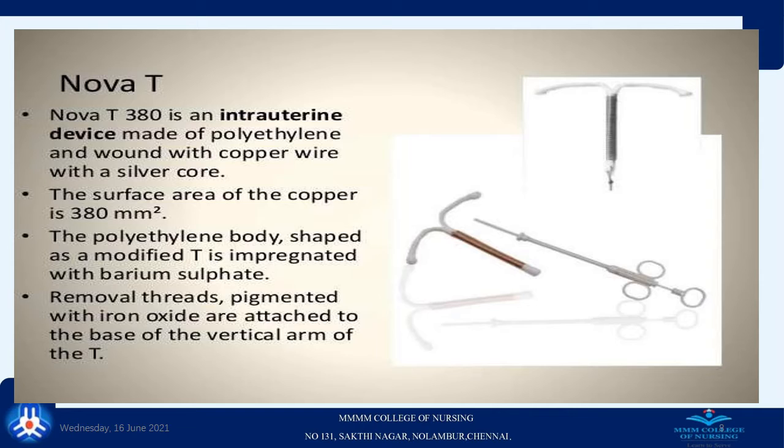The polyethylene body, shaped as a modified T, is impregnated with barium sulfate. The removal threads, pigmented with iron oxide, are attached to the base of the vertical arm of the T. So this is about Nova T.